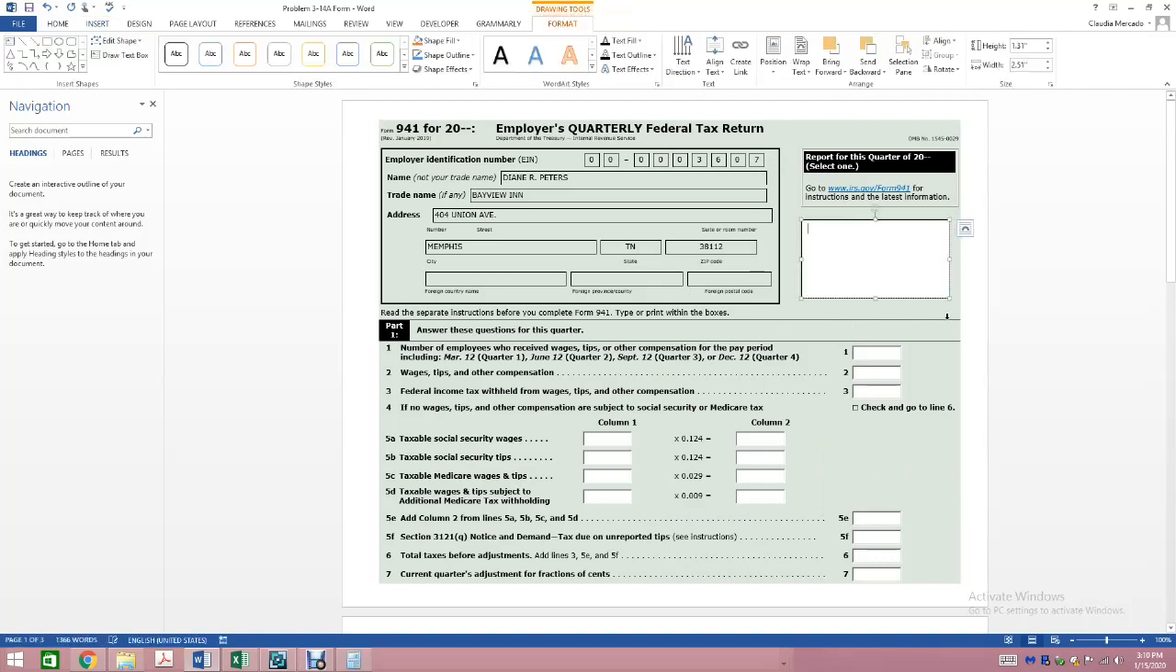Okay, so you're given 4 options. The first option is January, February, and March. Okay, the second option is April, May, and June. The third option, or the third quarter, July, August, and September. And the fourth quarter is October, November, and December. So these are the quarters that you have.